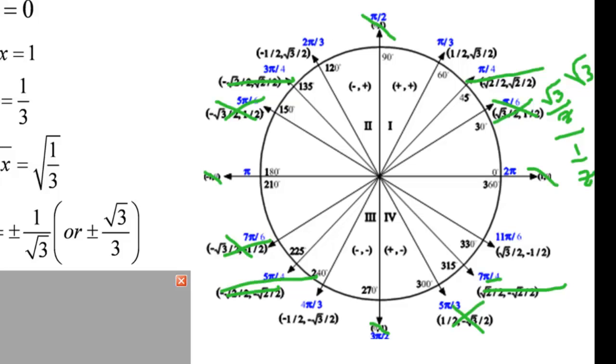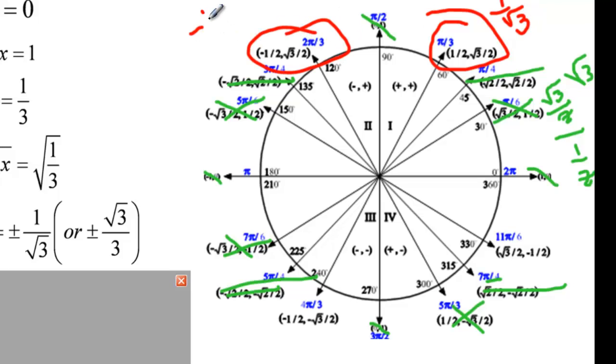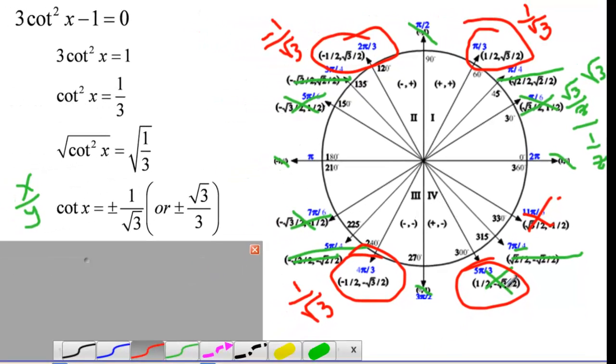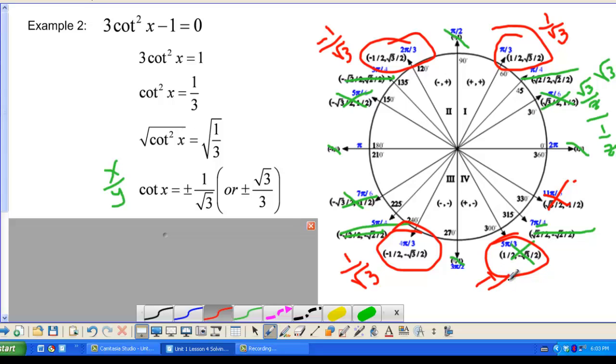So by process of elimination, I now know I've got 4 places where I'm going to get 1 over root 3. At pi over 3, I'm going to get a positive 1 over root 3. At 2 pi over 3, I'm going to get a negative 1 over root 3. At 4 pi over 3, I'm going to have a negative negative, so that's going to be a positive 1 over root 3. And, you know what, I crossed out the wrong one from earlier. It should be this area. At 5 pi over 3, I'm going to get negative 1 over root 3.